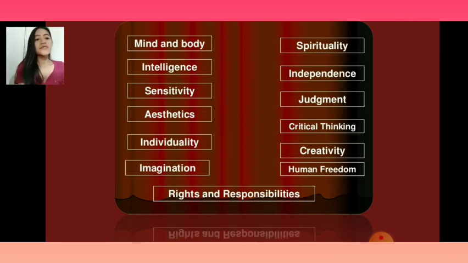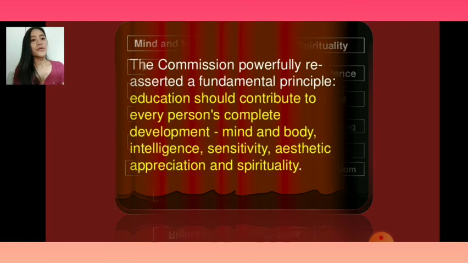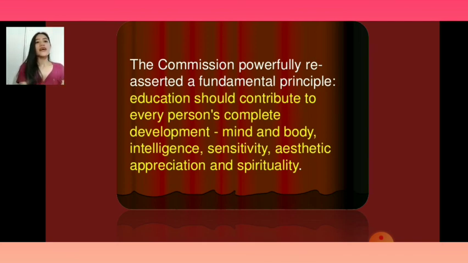So it is the rights and responsibilities. So these are the mind and body, intelligence, sensitivity, aesthetics, individuality, imagination, spirituality, independence, judgment, critical thinking, creativity, and human freedom. These are the rights and responsibilities of the learners for their success and to achieve their goals. Okay, the Commission powerfully reasserted a fundamental principle: education should contribute to every person's complete development. So the development is in mind and body, their intelligence, sensitivity, the aesthetic and the appreciation, and also the spirituality. That is what every person needs to complete that development.